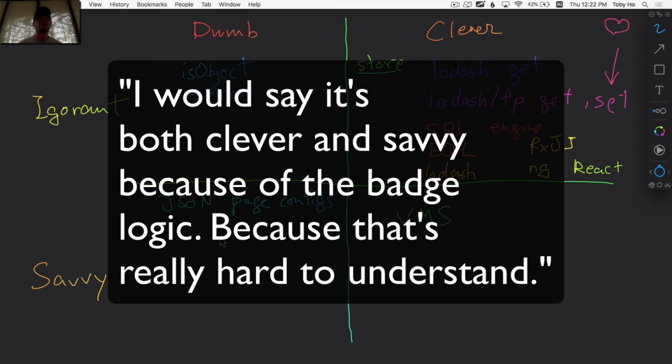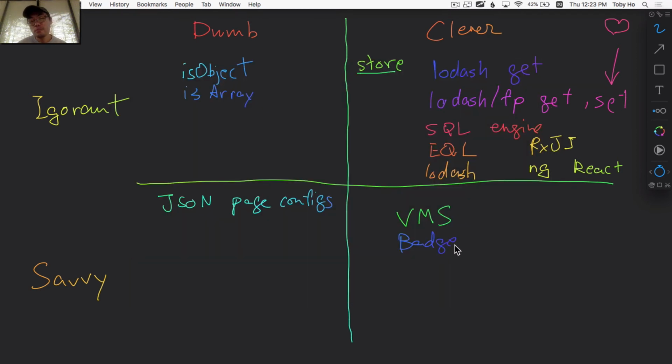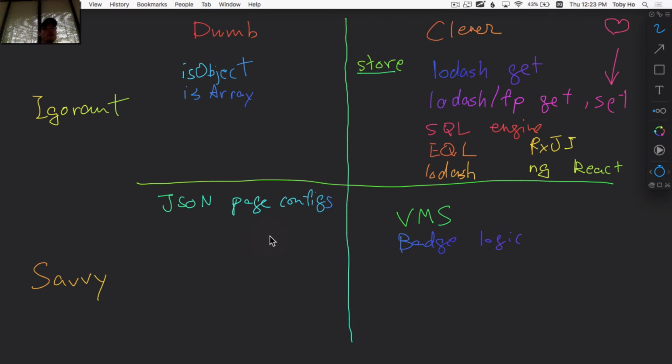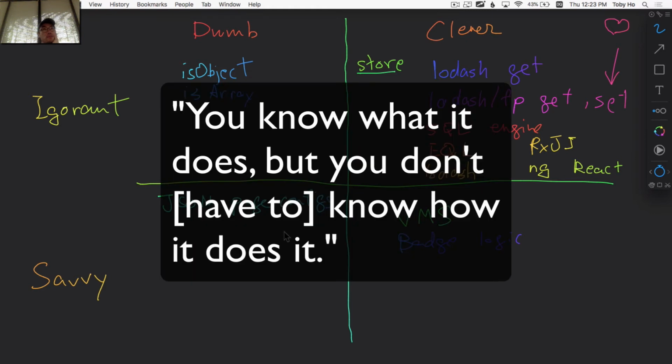I would also say what's clever and savvy is the edge logic, because that's really hard to understand. You keep jumping ahead on me. Okay. Well, I'm saying as far as JSON code, it's not all dumb and savvy. From the perspective of the JSON programmer, hopefully he doesn't have to do a lot of that. You know what it does, but you just don't know how it does it.